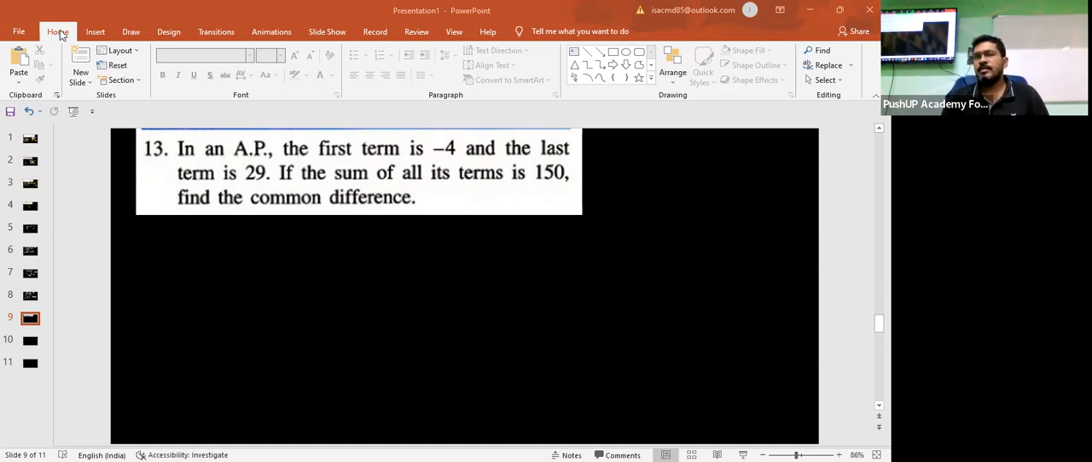Sachin, just give it a try. First term given, last term given, sum of all its terms is given. I taught you the formula, right? Sachin, you were there, I think. Sum of n terms is equal to... First, write down the data.